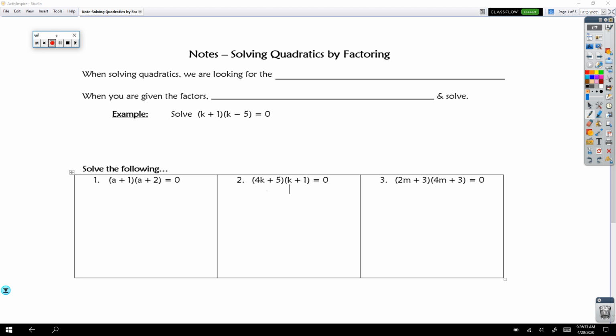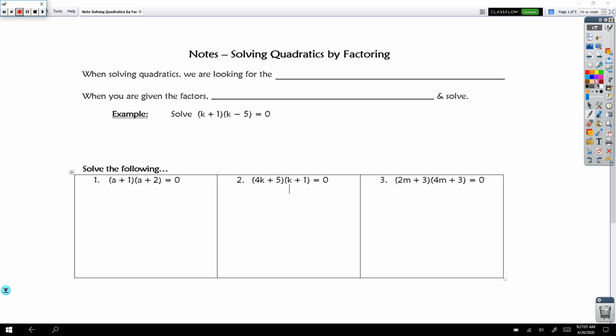Alright, so today we are going to start our new unit, and our new unit is all going to be about solving quadratics. Two units ago we were graphing quadratics, which were our parabolas. Last unit we learned how to factor quadratics, and now we're going to use a lot of the information from the past two units to now solve these quadratic equations.